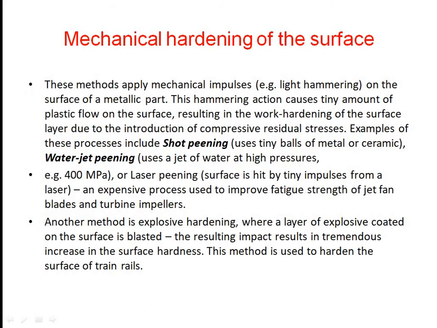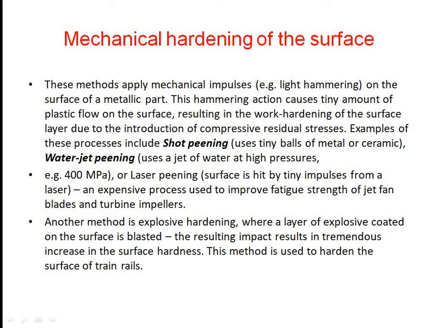Now we'll see what is mechanical hardening of the surface. These methods apply mechanical impulses, maybe light hammering, on the surface of the metallic part. This hammering action causes a small amount of plastic flow on the surface, resulting in the work hardening of the surface layer due to the introduction of compressive residual stresses.